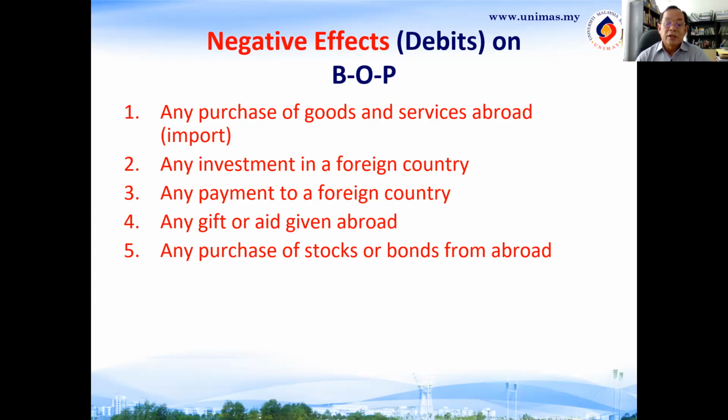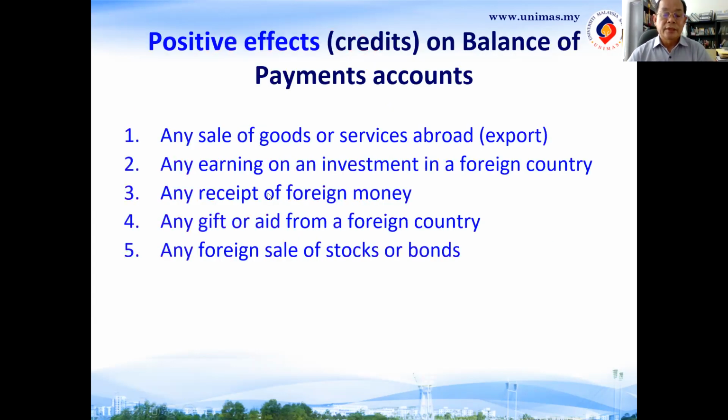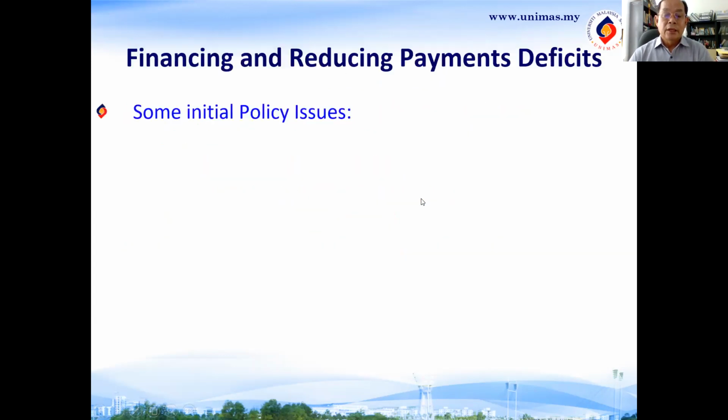Any payment to a foreign country also will reduce the balance of payment. Any gift or aid given abroad will also have an impact on the balance of payment, or any purchase of stocks or bonds from abroad. So if you buy bonds or stocks from abroad, meaning we spend, that will reduce the balance of payment. So the two things, one that brings a positive effect and the other bringing a negative impact on the balance of payment. Okay.